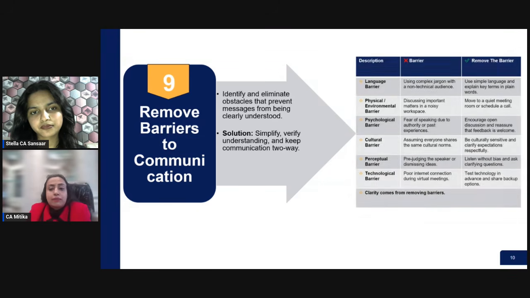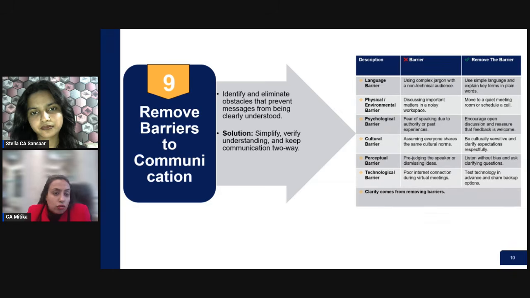Say, for example, we have a language barrier. How does it happen? We have used some jargon for a non-technical audience. So avoid it by using simple language and plain key terms. Like, there was a physical barrier with respect to a noisy environment. How do we remove it? We move to a quieter environment or schedule a call.